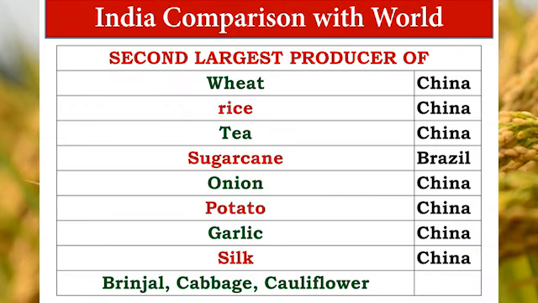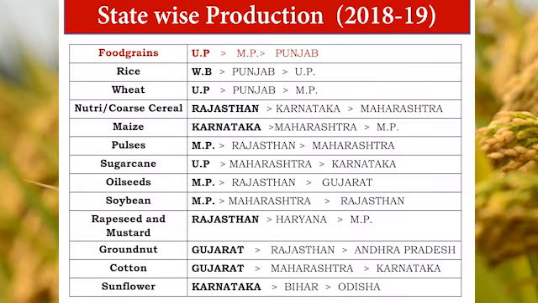Now, India is also the second largest producer of wheat, rice, tea, sugarcane, onion, potato, garlic, silk, brinjal, cabbage, cauliflower, and mostly the first rank goes to China. So in most of the crops you will find that India is the second largest producer after China. So I have listed down those in which China is ahead of us. Now, if you look at state-wise production, this is the area from where they pick one or two questions again and again. So we will look into the data which was released by the ministry, and it is available on their website, of 2018-19.